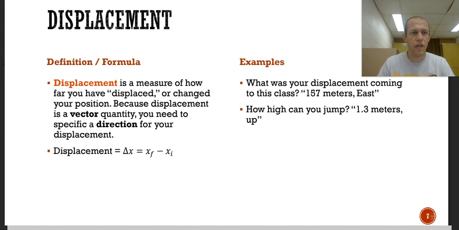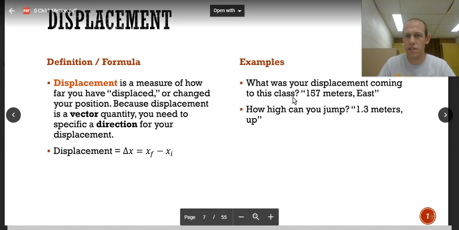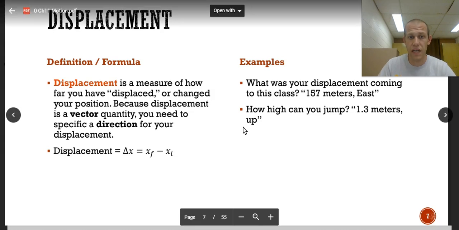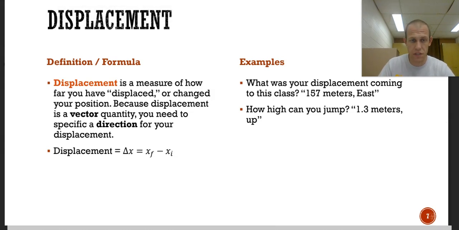All right, so displacement. This is our formal definition for displacement. It's a measure of how far you have displaced or changed your position from your starting point. Because it's a vector, you need a direction associated with it. For example, what is your displacement coming to this class? It's 157 meters east. How high can you jump? 1.3 meters up. Maybe you can say you jump a different distance horizontally, but we're specifying up in this case. So we don't know the horizontal jumping distance.